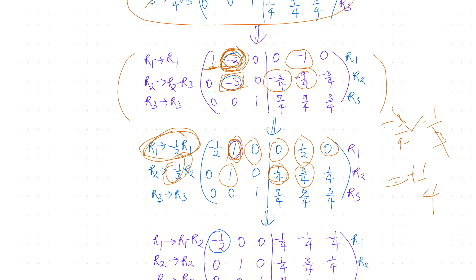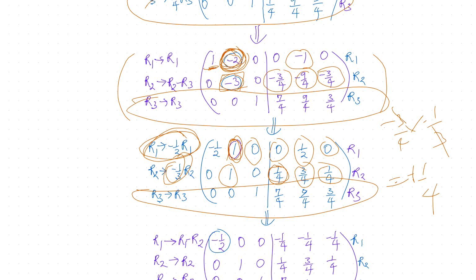Of course, the old row 3 remains the same because we don't have any business with it. This one is already 0, 0, 1 that we need. So this remains what it should be. So 0, 0, 1, 7 over 4, 9 over 4, 3 over 4. So now we have also done that. So that is taken care of.